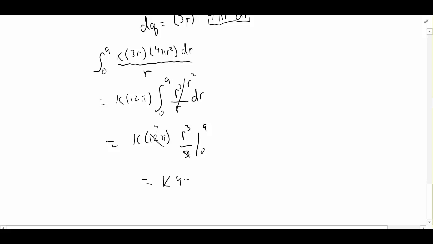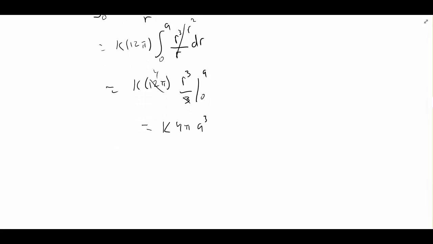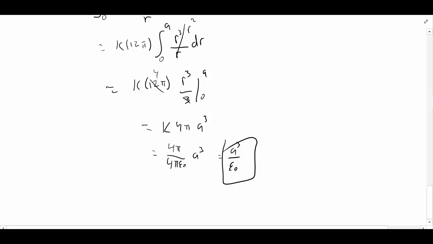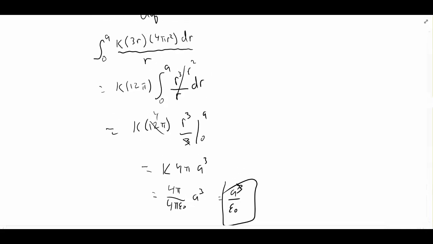4 pi a cubed. And we're almost there because we can remember that k is equal to 1 over 4 pi epsilon naught. So we have 4 pi divided by 4 pi epsilon naught a cubed, which is going to equal a cubed over epsilon naught, which is going to be the exact same answer. Okay? Well, that's not so bad.